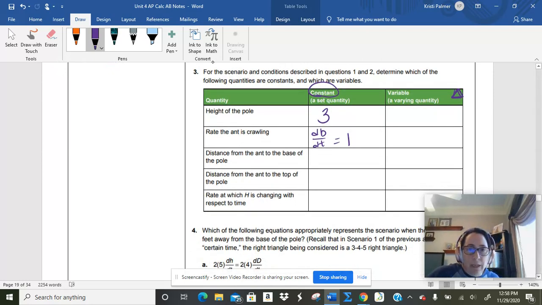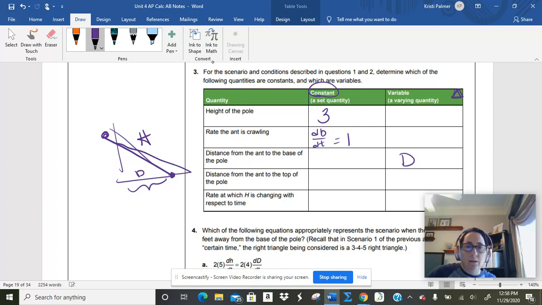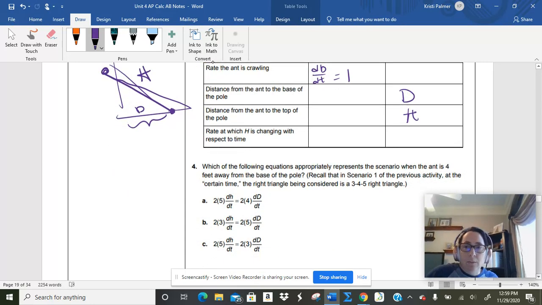The distance from the ant to the base of the pole is changing. That was d. The distance from the ant to the top of the pole, they told me, was h, and that's going to be changing as the ant moves. And the rate at which h is changing with respect to time is going to be my dh dt. Okay?